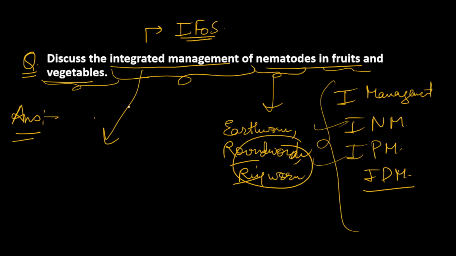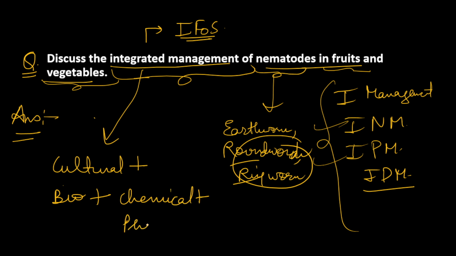Go for the definition of integrated management. So what is integrated management? That is combining different methods for the management of a certain pest or certain disease or anything. Here we have to combine cultural methods plus biological methods plus chemical methods, physical methods. Every one of these methods is combined so that we can sustainably manage the pests or disease. As here it is asking about nematodes, combining these methods for the management of nematodes is integrated management. So we will see how we can manage it.